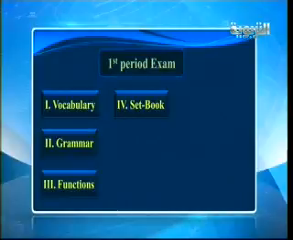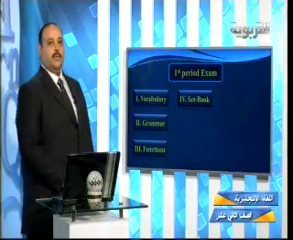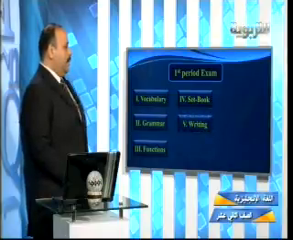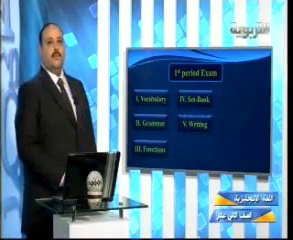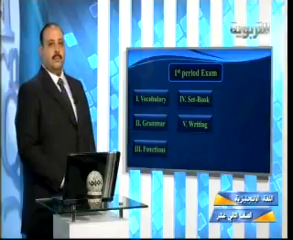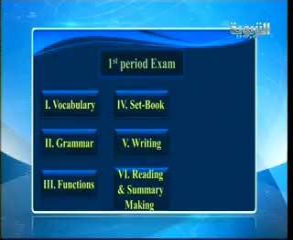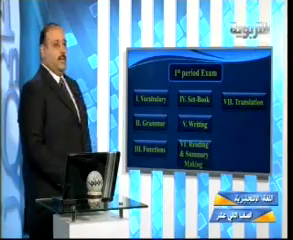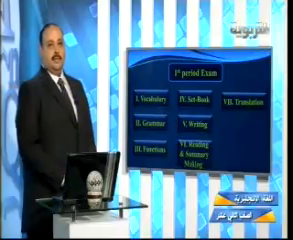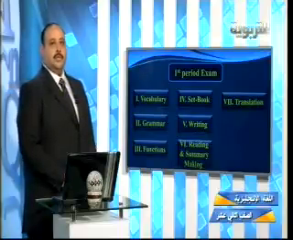Then I move to sit book questions. The sit book question is number 4, which is about the questions of your course. Part number 5 is about writing, or writing composition. Number 6 is about reading, but this time you will have reading comprehension plus summary making about the same reading passage. Number 7, and this is supposed to be the last one, is about translation.